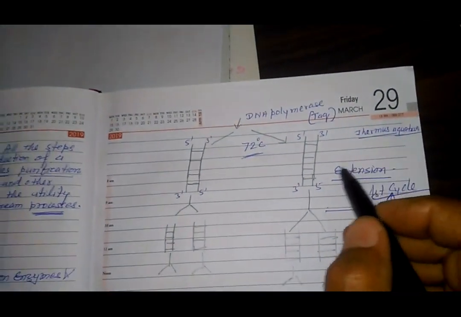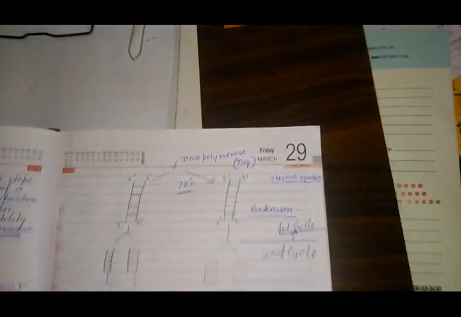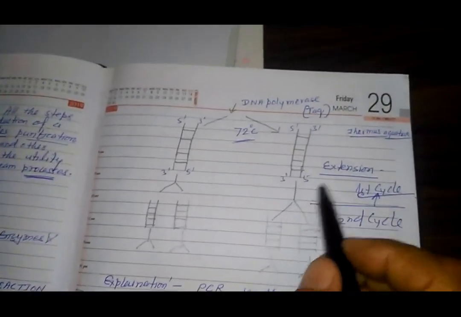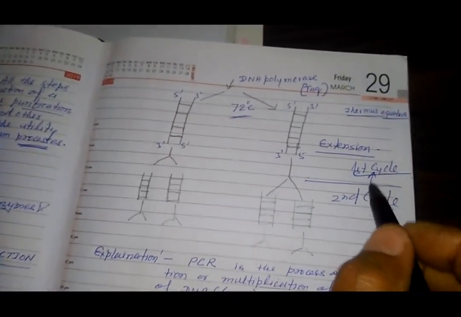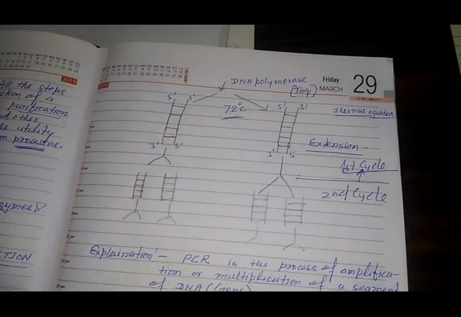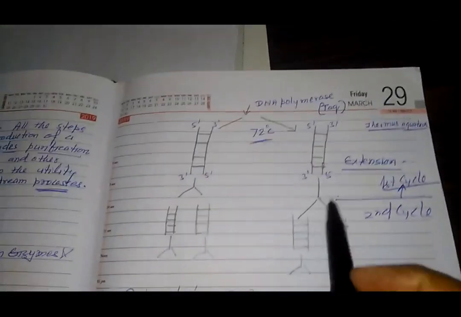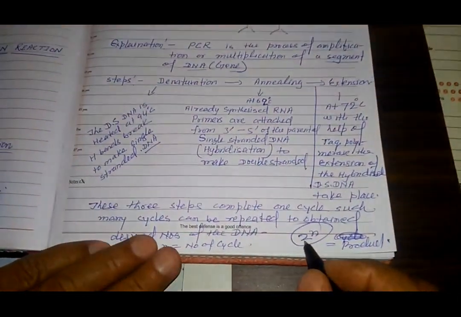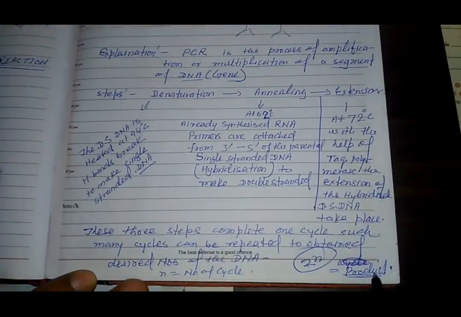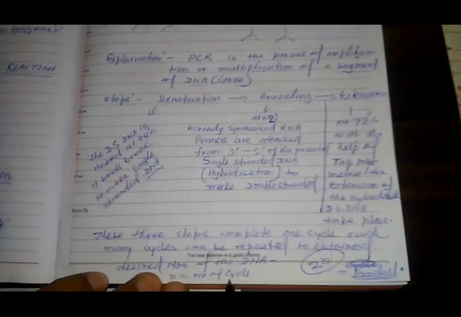So for extension, the double stranded becomes single, and from the single strands we get 2 strands, so it doubles in one cycle. So the first cycle is completed, okay, and by repeating the same steps again and again, we obtain multiple copies by the formula 2 to the power n copies, where n is the number of cycles.